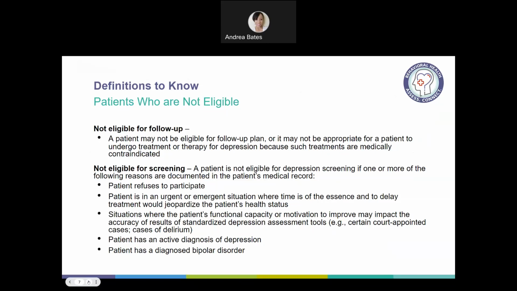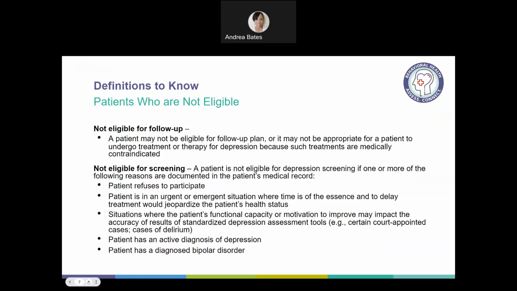Situations where the patient's functional capacity or motivation to improve may impact the accuracy of results of the assessment tools. So certain court-appointed cases or cases of delirium, also a patient may display cognitive delay, cognitive symptoms such as dementia or Alzheimer's, maybe other severe cognitive states as well where you cannot complete a depression screening.